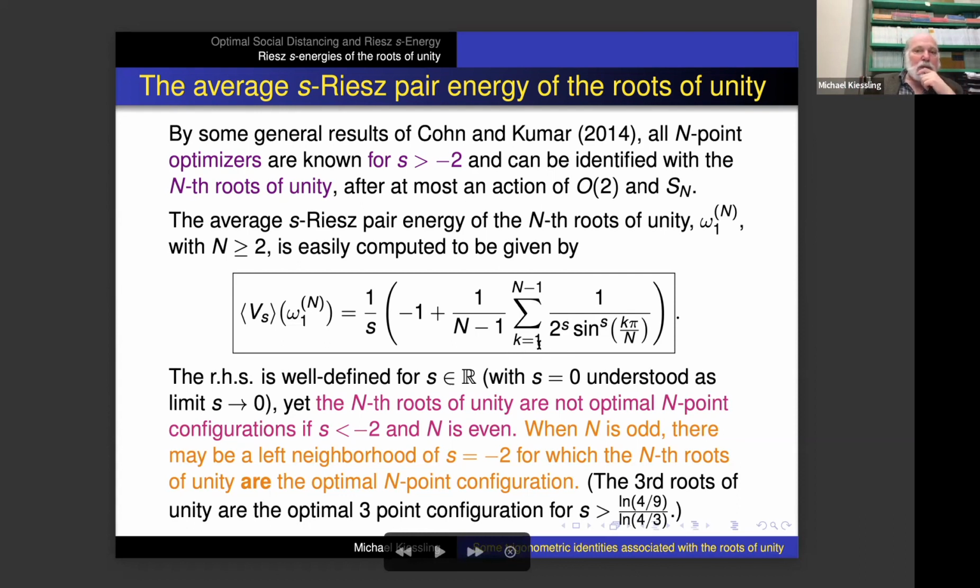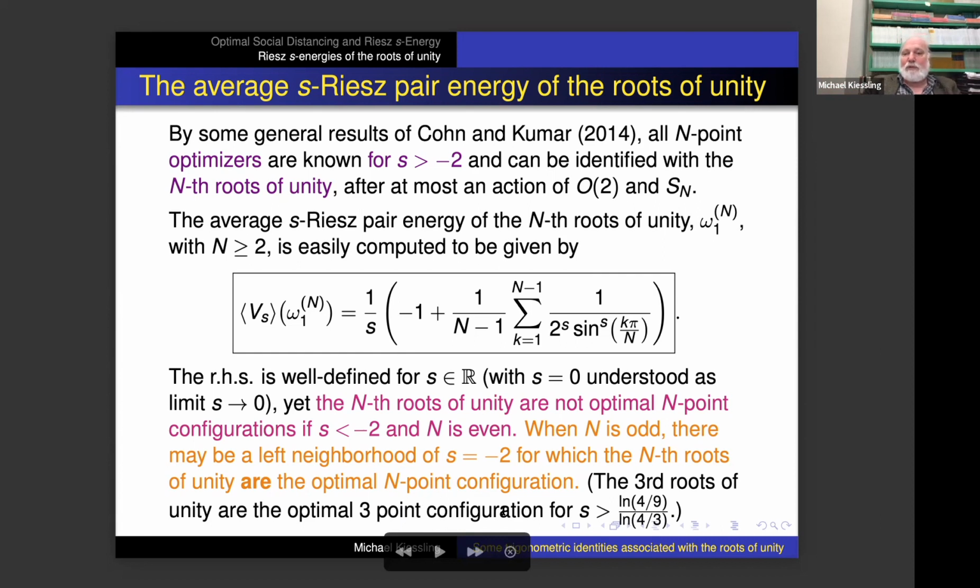So we want to investigate this. I mentioned here that when s is -2, then these are also optimizers, but there are many others, so they are not unique anymore. And when s is less than -2 and n is even, then the configuration collapses to 2 antipodal points, but each antipodal point now contains half of the original number of points that you have put in the configuration. If you think of particles, then they segregate into 2 parts, and one lives at the North Pole and one at the South Pole if you want.